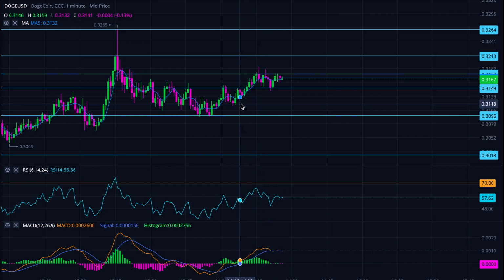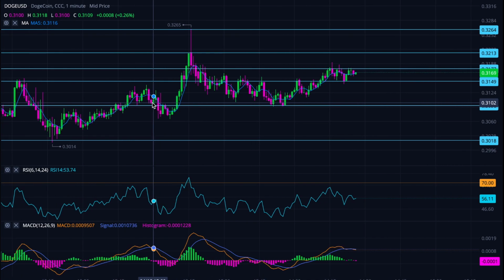On the EMA here, you see a lot of times it'll establish over the EMA and then it'll have a nice run up. But there are plenty of false triggers as well.